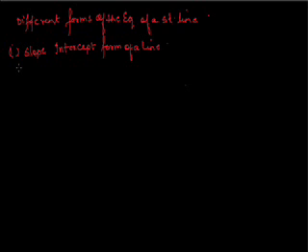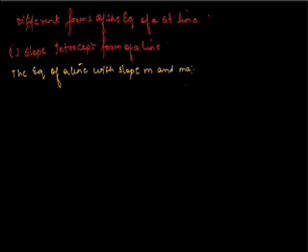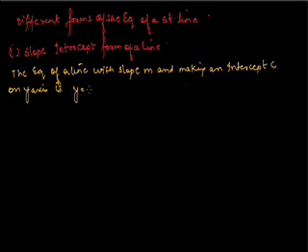This means that the equation of a line with slope m and making an intercept c on the y-axis is y is equals to mx plus c. So this is the slope-intercept form of a line. Now we'll be doing some questions over it.